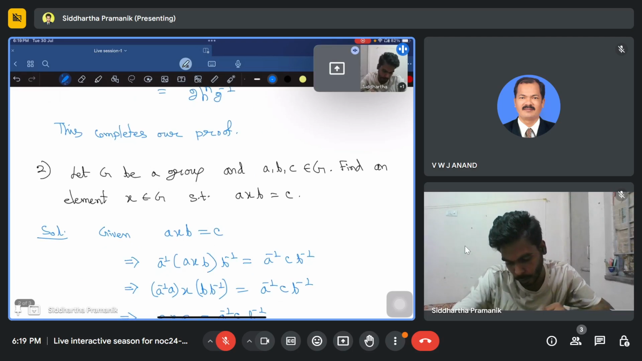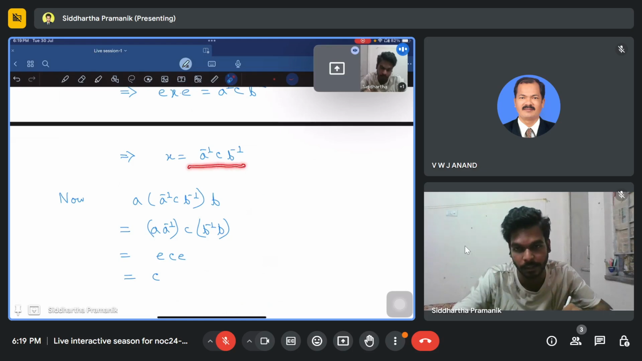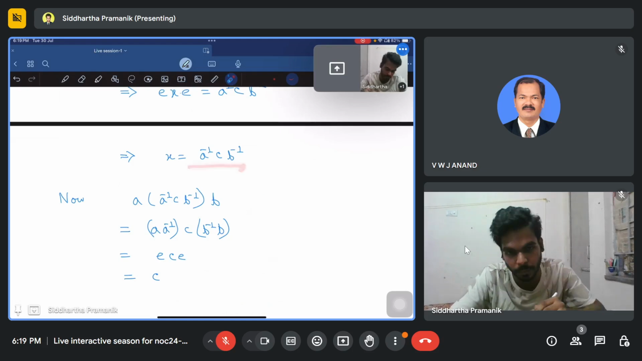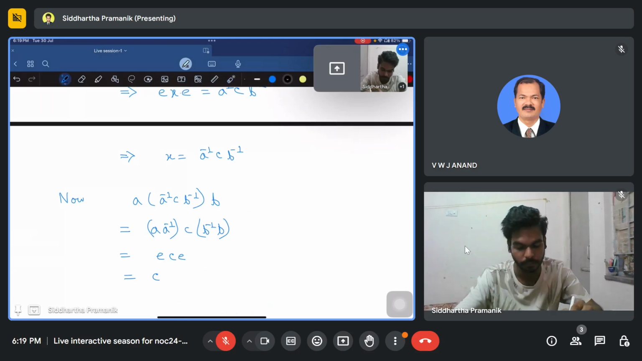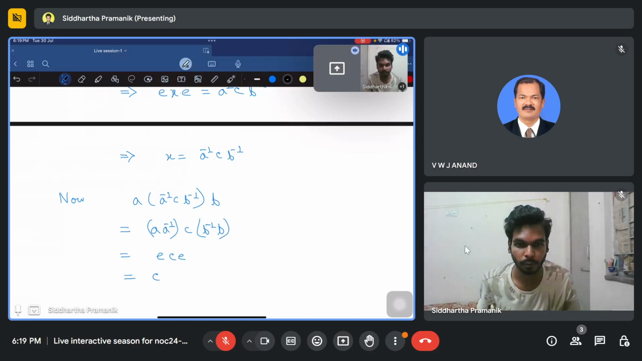And one more thing, this solution will be unique. If you take any other solution in place of X, that should be equal to this A inverse C B inverse. I hope this is okay. Meanwhile, if you have any doubts, you can ask me.